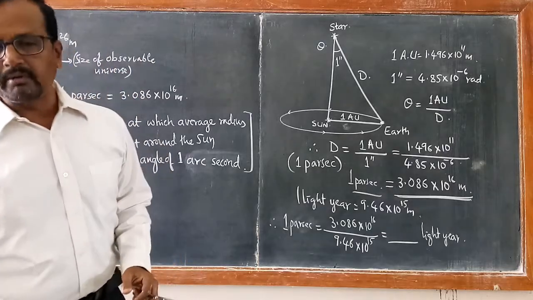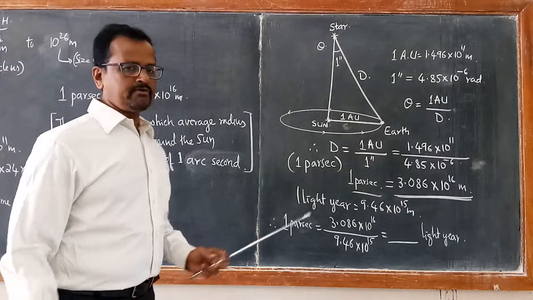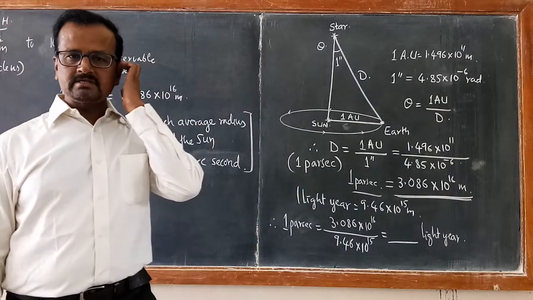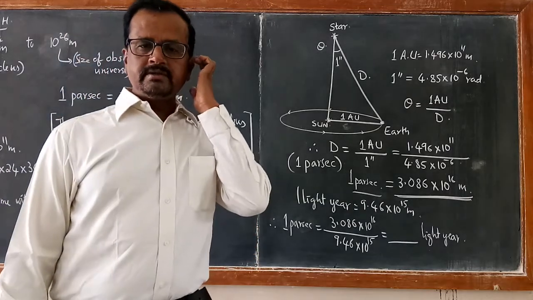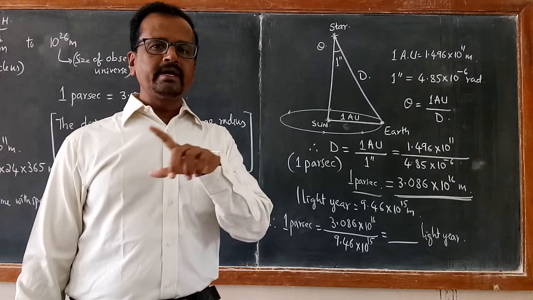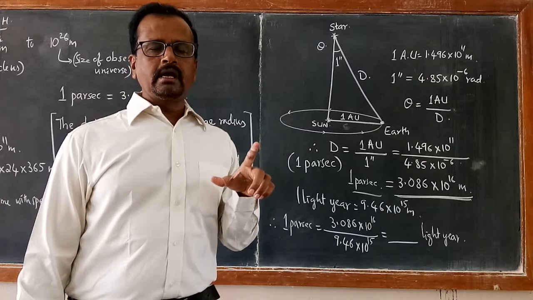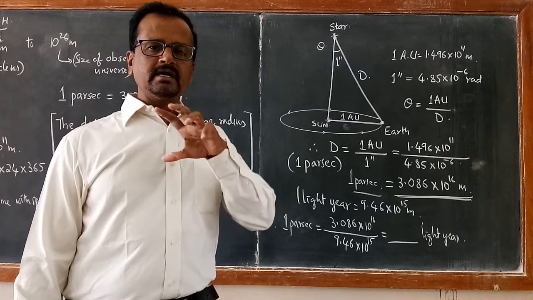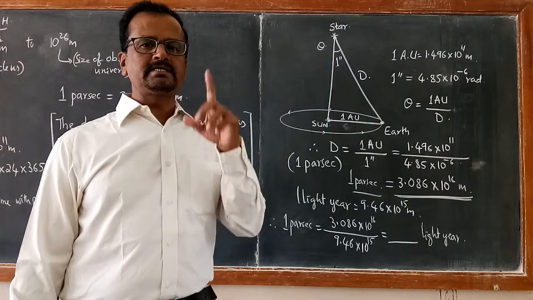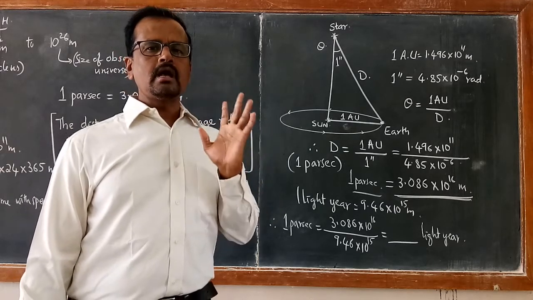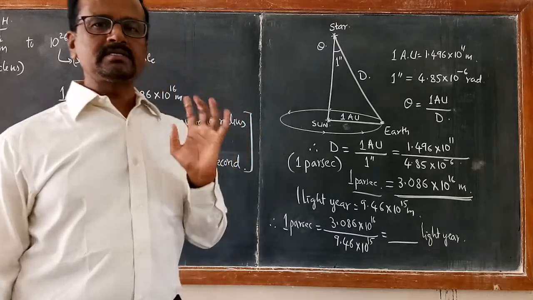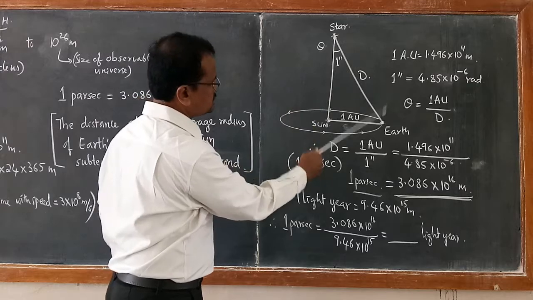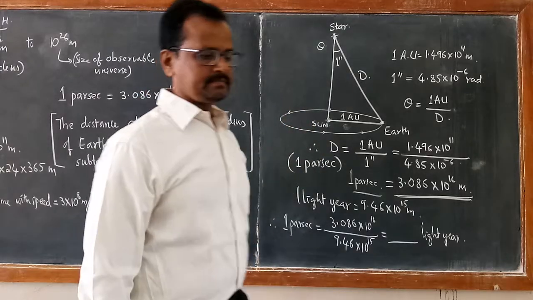We will solve one problem based on this calculation of parsec. So 1 parsec is that distance of a location at which the average radius of Earth's orbit around the Sun subtends an angle of 1 second of arc. That distance is called 1 parsec.